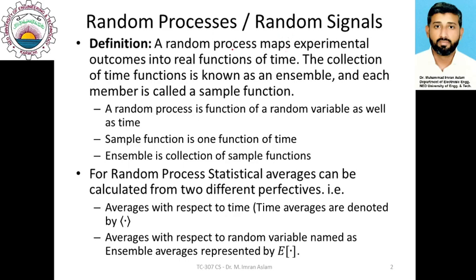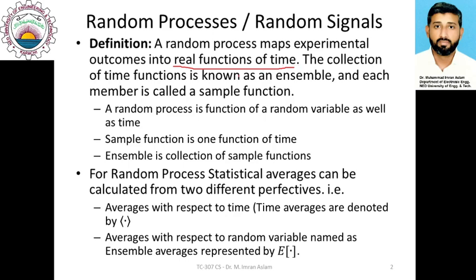Random process is actually another version of random variable. As we recall, random variable generates a number corresponding to outcome of a random experiment. However, random process generates a function of time as a result of an outcome of a random experiment. So basically, a random process maps experimental outcome into real functions of time.